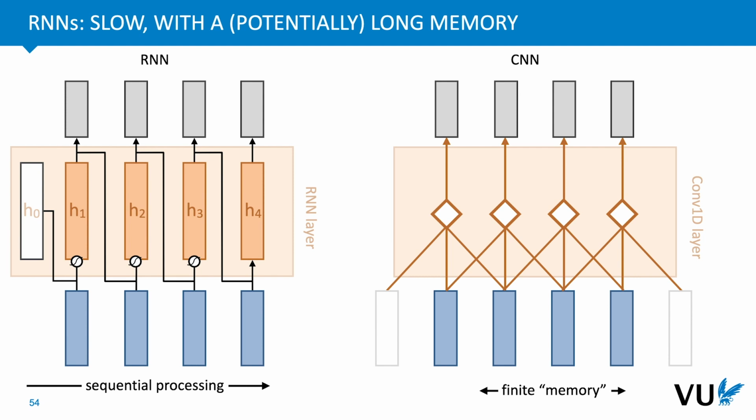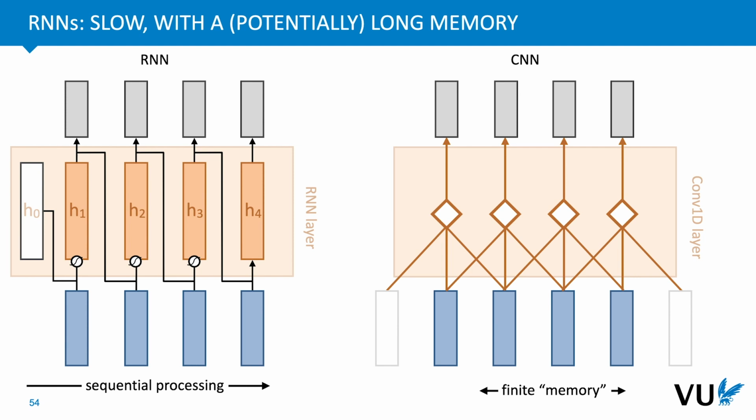And it cannot look infinitely far along the input sequence, in contrast to the RNN, which can always look infinitely far back in the input sequence. The drawback, the price we pay for this potentially long memory, is that RNNs are quite slow to evaluate because they need to be processed sequentially.